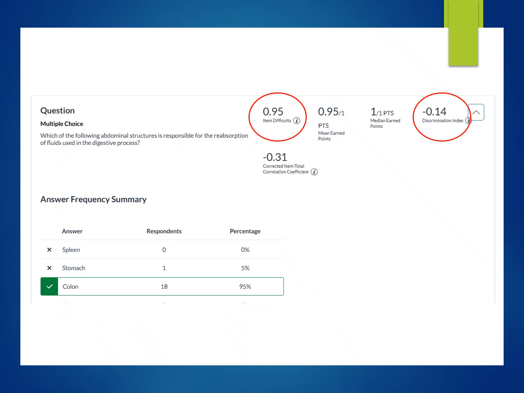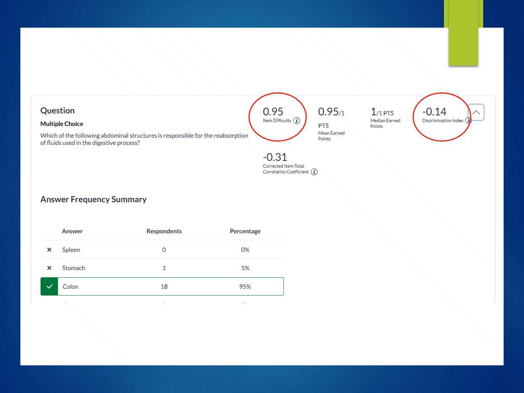So based off this question of which of the following abdominal structures is responsible for the reabsorption of fluids used in the digestive system? Based off of our part 1 presentation, we would call this a recall of facts or foundational knowledge. Based off the item analysis though, the question has a difficulty index of 0.95. That means that 95% of the students got it right, or in this case, there's 20 students in this class, so 19 of the 20. So it's a very easy question.